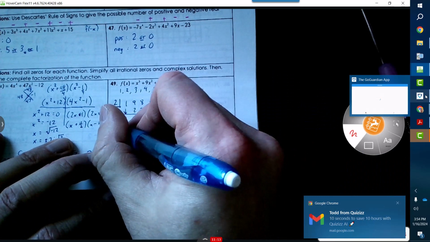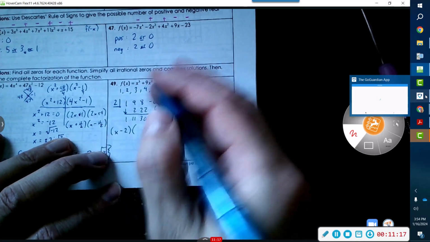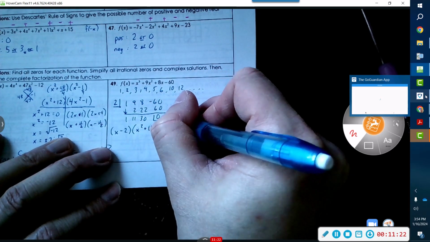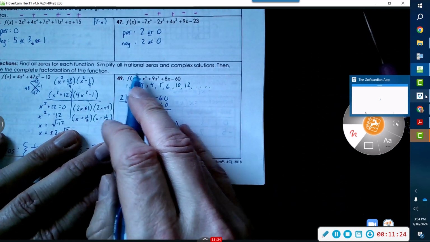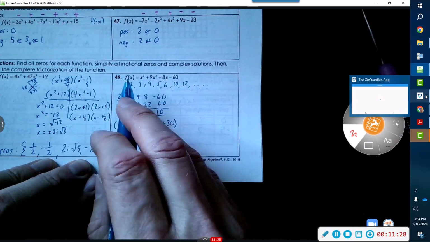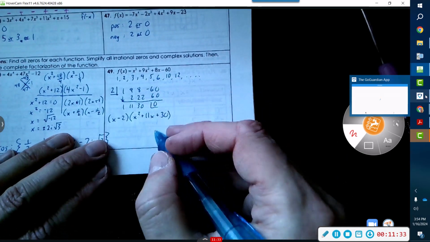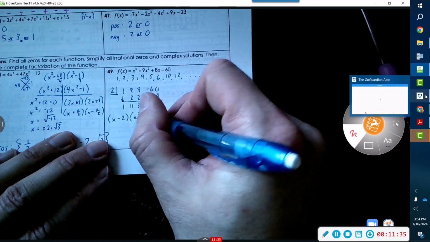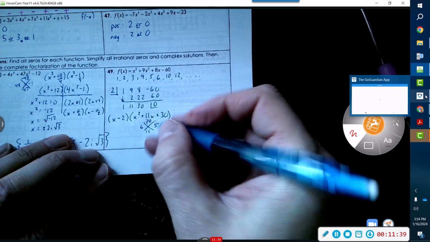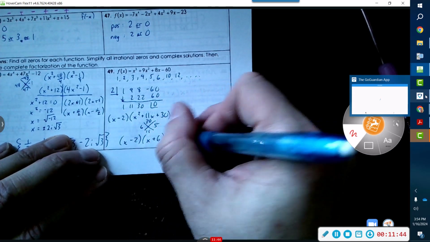So it looks like our first factor is x minus 2, and then we've got x squared plus 11x plus 30. Now what we're trying to do is find the zeros, even complex zeros, irrational zeros, whatever. We're trying to find them all. In this case, this is going to work out nicely because this is actually factorable. Factors of 30 that add up to 11 are 6 and 5, so this is really nice. x plus 6 and then x plus 5.